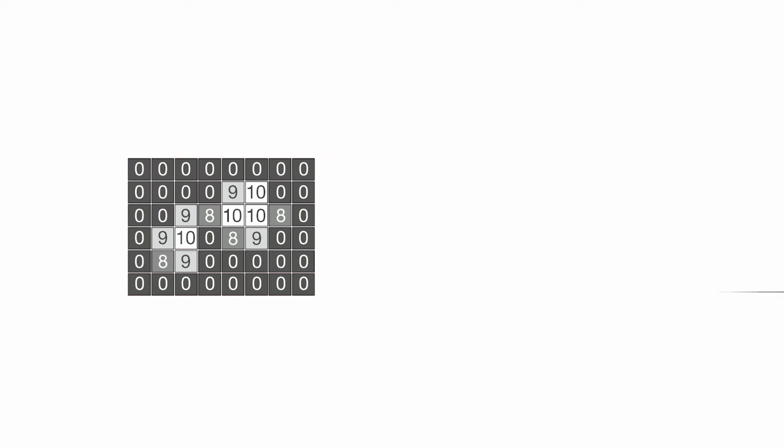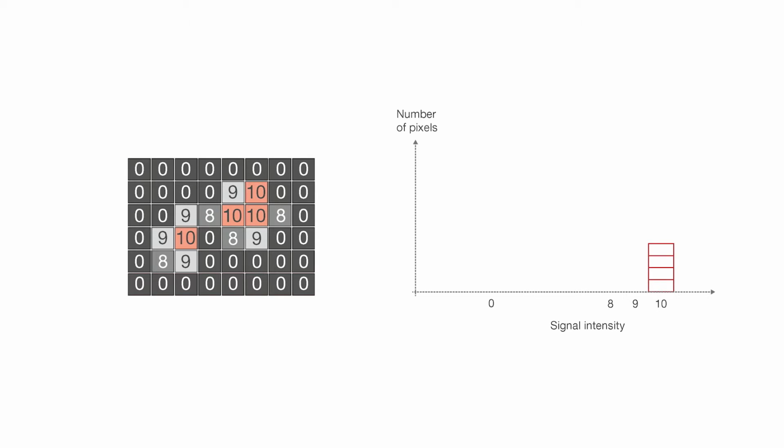In a histogram, the x-axis represents the signal intensity, and the height at each x shows the number of pixels for each signal intensity. In this example, we have 4 pixels of intensity at level 10, so the histogram height at 10 is 4. There are 5 pixels of intensity 9, and 4 pixels of intensity 8.